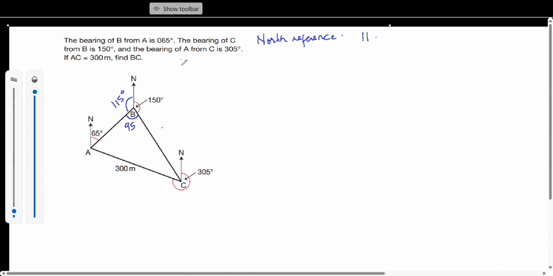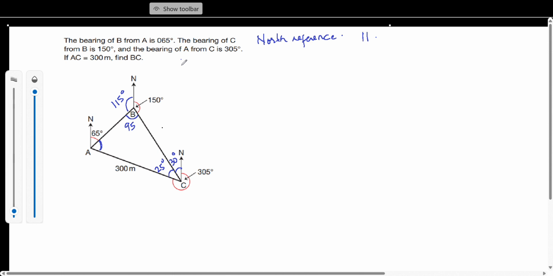Now that we have this angle, for this side to be found, we need this angle too, for which we again make use of the north reference here. At B and C, again a C shape. If this is 150, we have this is 30, co-interior angles that are supplementary again. If we have 30 here, 305 here, 335, this inside angle should be 25. Now we have two angles and one side. The other side can be found comfortably using sine rule.